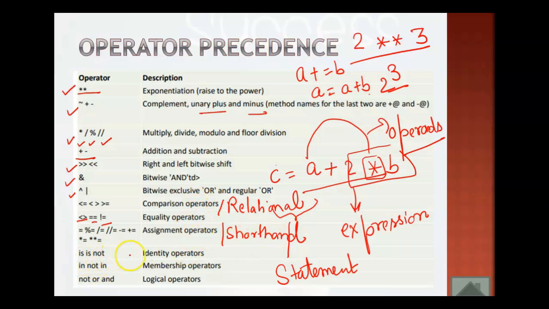Then we have the is and is not identity operators. With identity, we are checking whether both are identical or not. And then we have the membership operators, in and not in. If you want to check whether a particular value is present in a sequence or not, we can do it with the help of membership operators. Next to that, we have the logical operators. Under this category you have three operators: not, or, and. These are used to combine conditions.